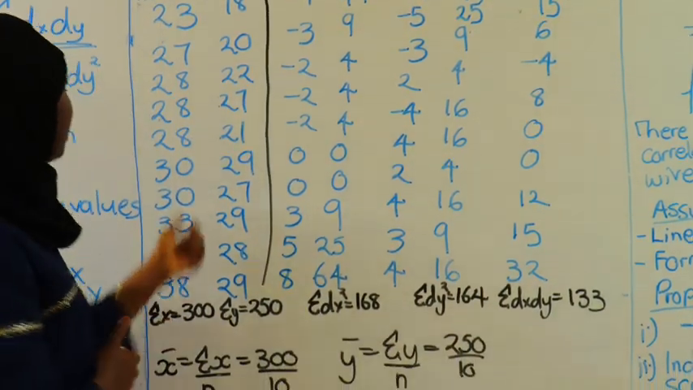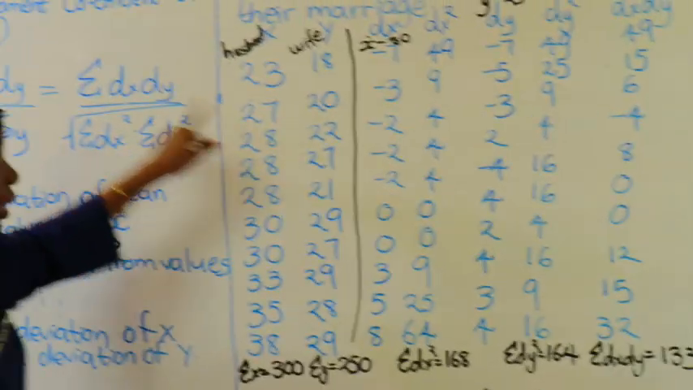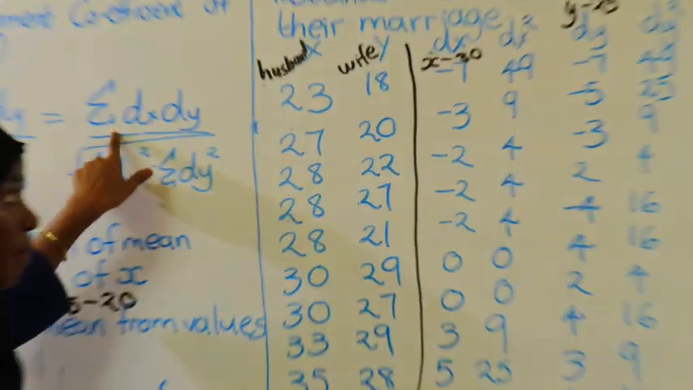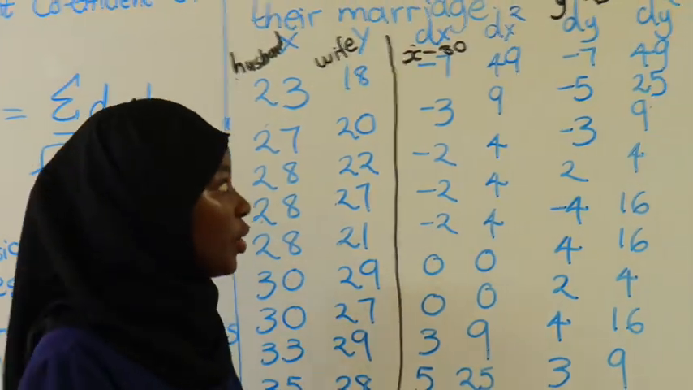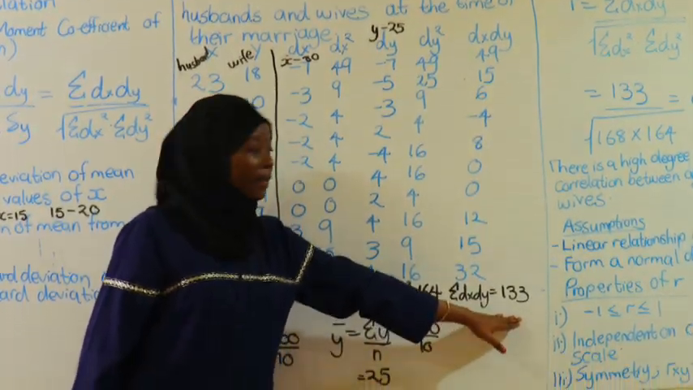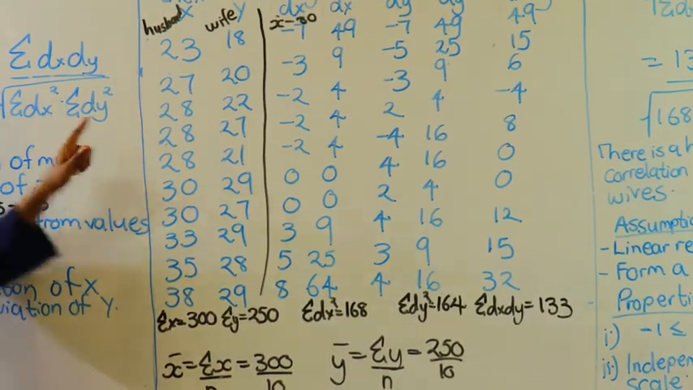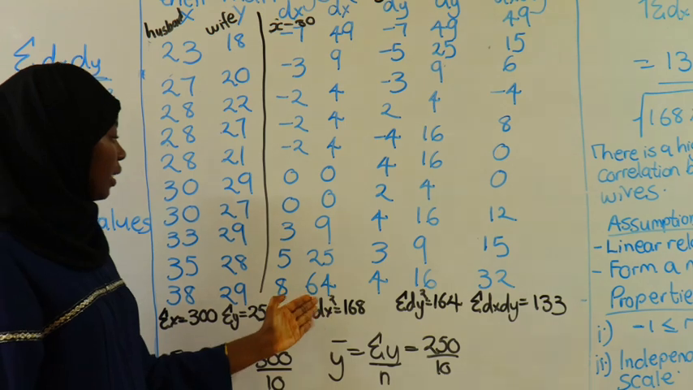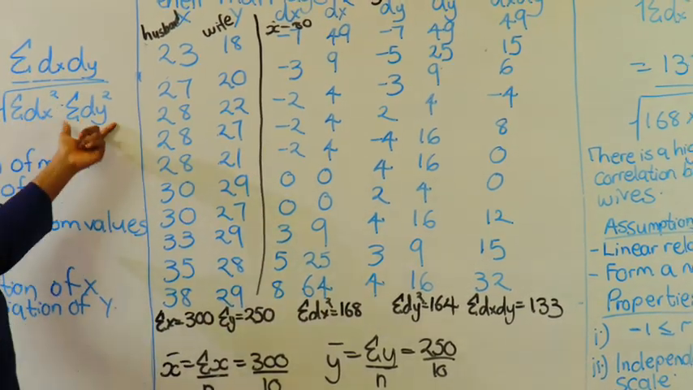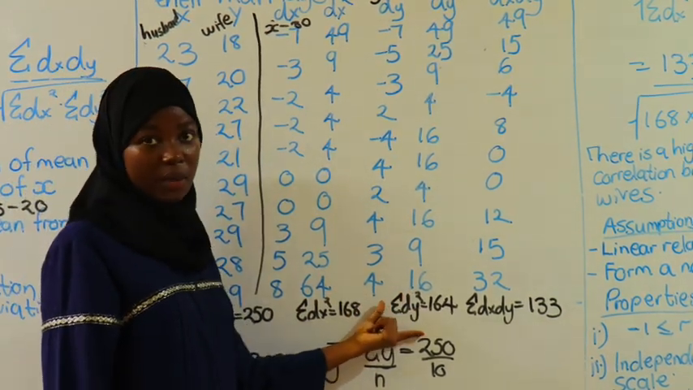Okay? So our formula, you're told summation dx, dy, and you've already done dx, dy. This is our column for dx, dy. So when you see that sign, it means summation. When you add all these values, you get 133. Okay? So in the denominator, we have summation of dx squared. We already have our column of dx squared here. So when you add these values, you get 168. And then we also have summation of dy squared. We have our column of dy squared here. When you add, you get 164.